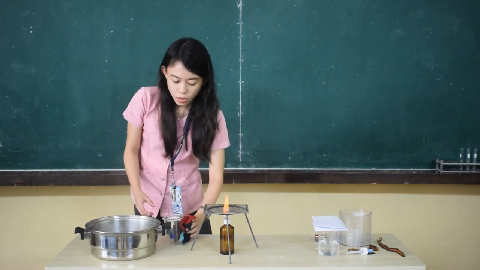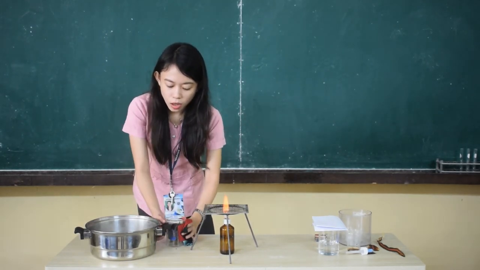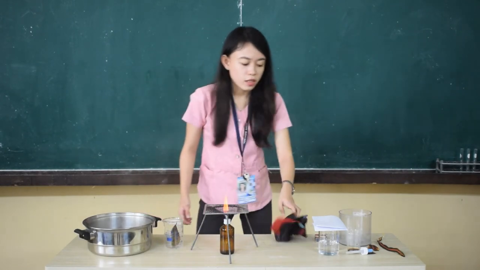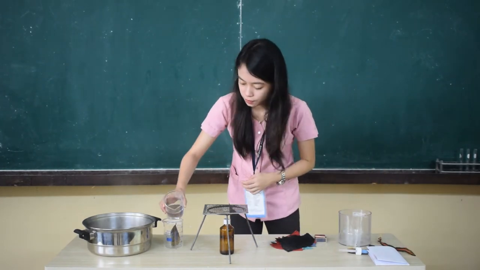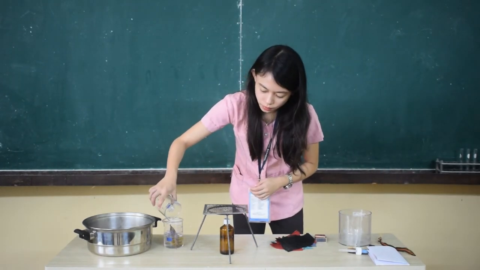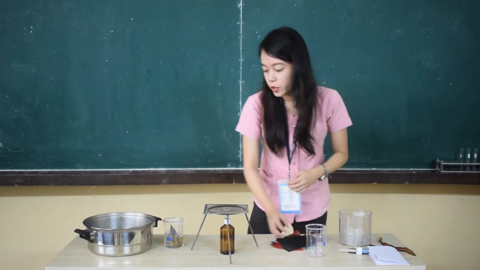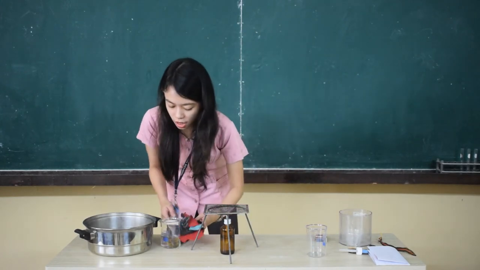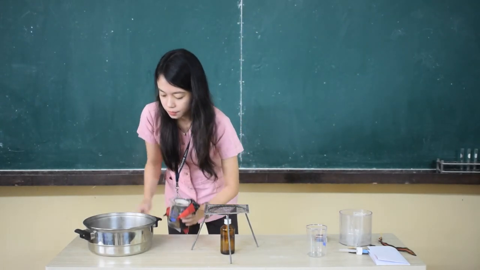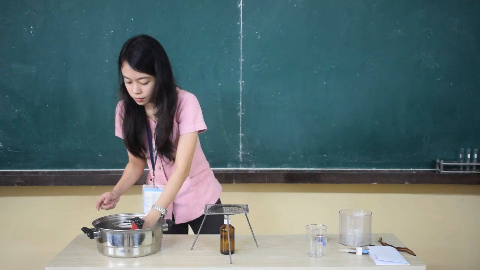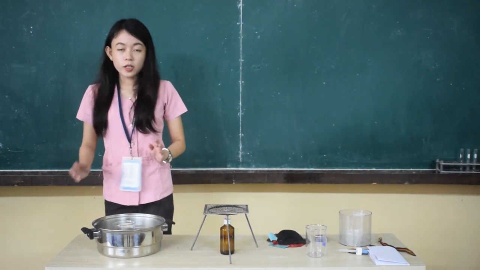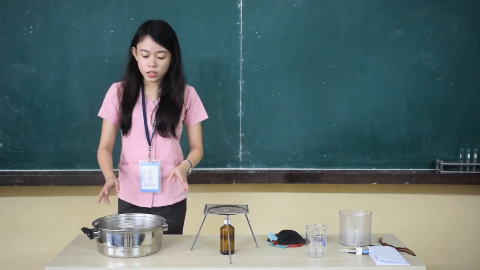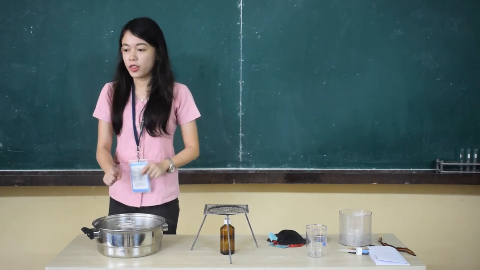Once it is done, we are going to replace the water with ethyl alcohol. Then we are going to place it in the casserole. And we are going to add more hot water, not on the beaker, but on the casserole.